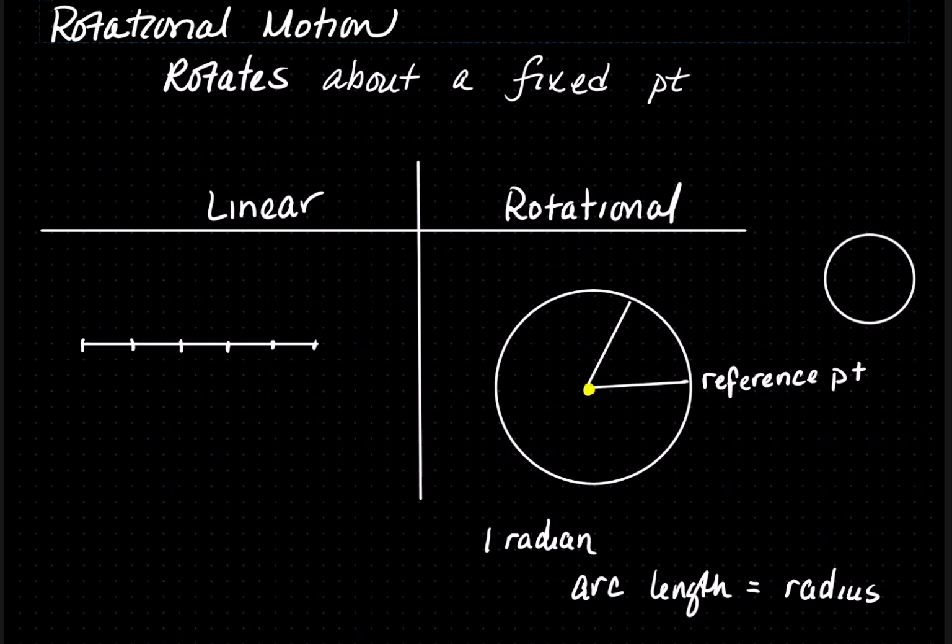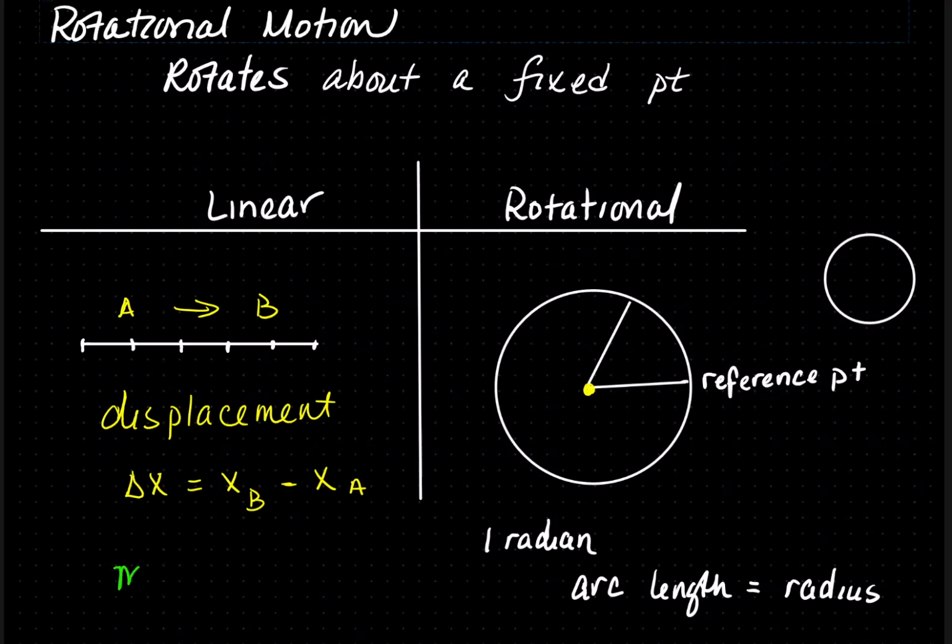In linear motion, we had objects go from a point A to a point B. We stated that this was the object's displacement, which is also known as delta x, which is the final, here in this case, point B minus point A. In the vertical direction, we use delta y, or h, and the SI units for linear, remember, was meters.